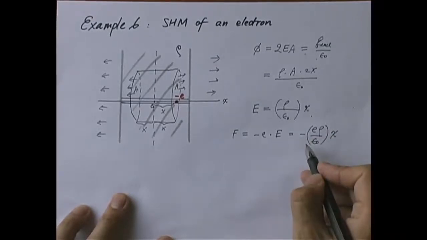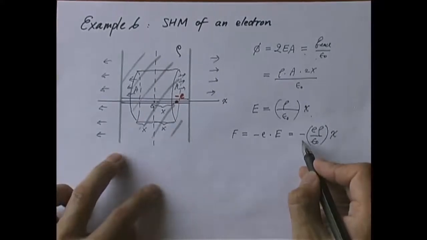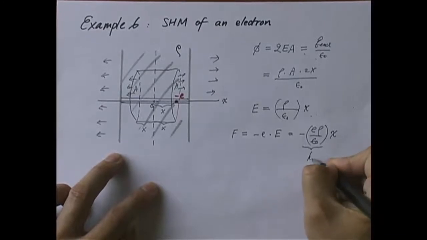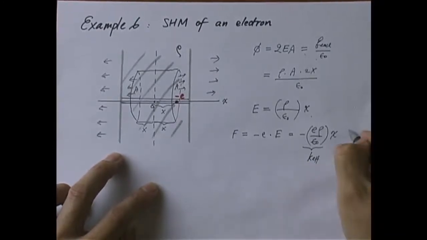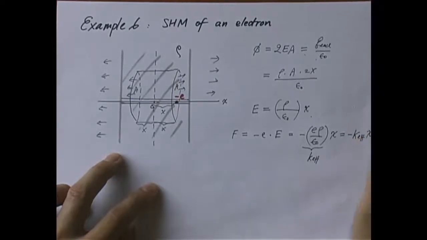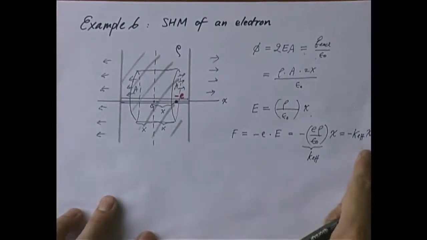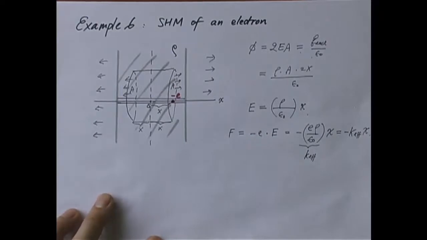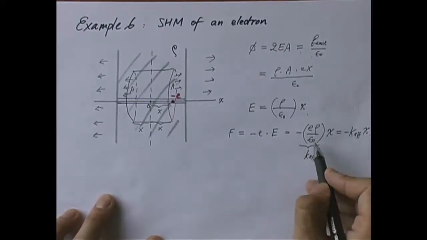But this, as you recall from physics 1B, is a linear restoring force, right? It's negative constant times x, and that constant, let me call it K effective. It's like an effective spring constant. So I'm going to call this negative K effective x. Under the influence of such a force, what kind of motion will this electron execute? Well, obviously, it's going to be simple harmonic motion, right? And the effective spring constant is e rho over epsilon naught.